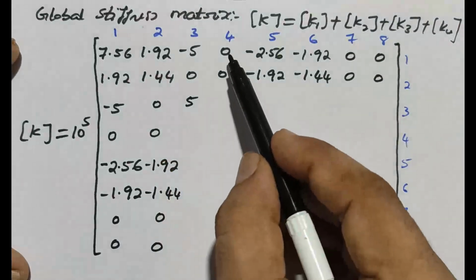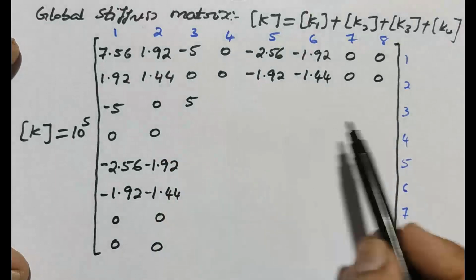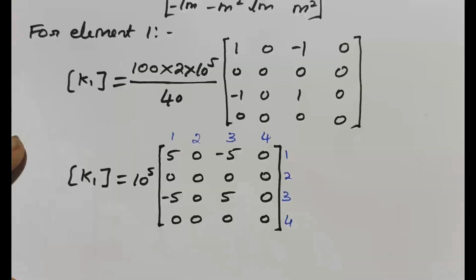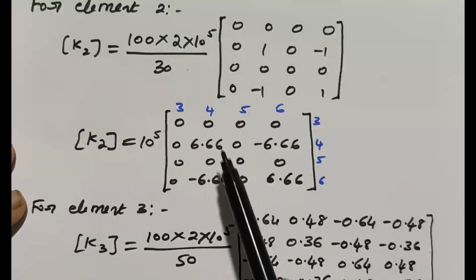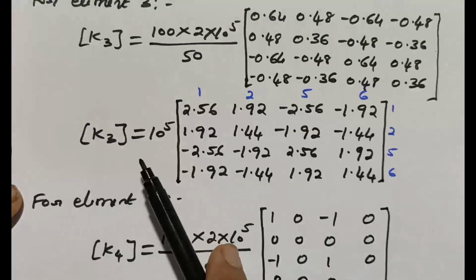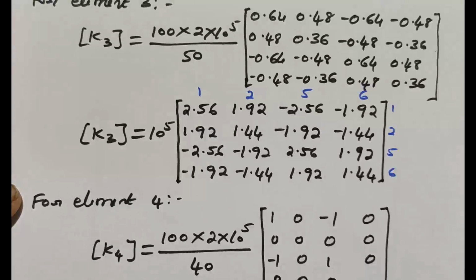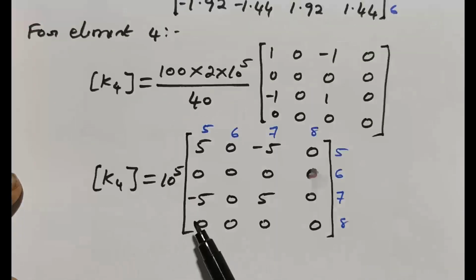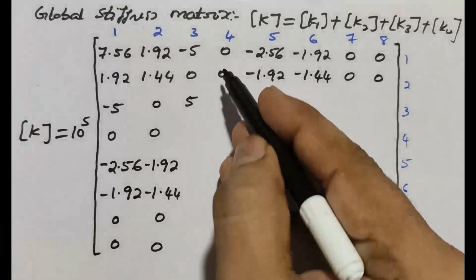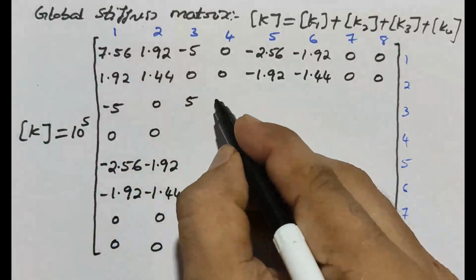Next we need element corresponding to 4 and 3. See in K1 element corresponding to 4 and 3 is 0. In K2 also element corresponding to 4 and 3 is 0. In K3 we don't have any element corresponding to 4 and 3. In K4 also we don't have any element corresponding to 4 and 3. Therefore here element corresponding to 4 and 3 is 0.